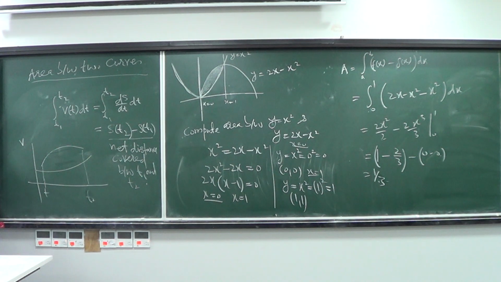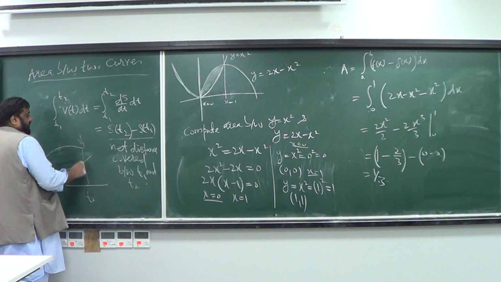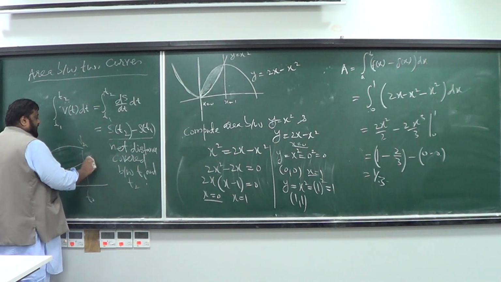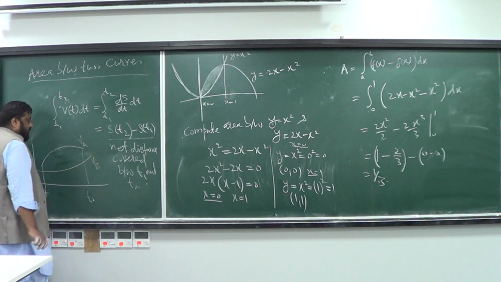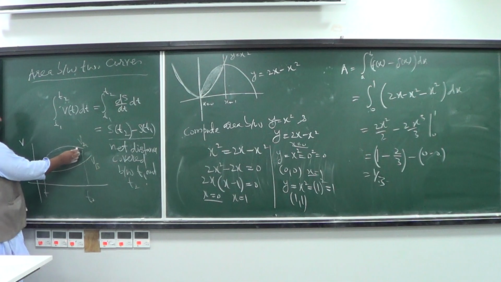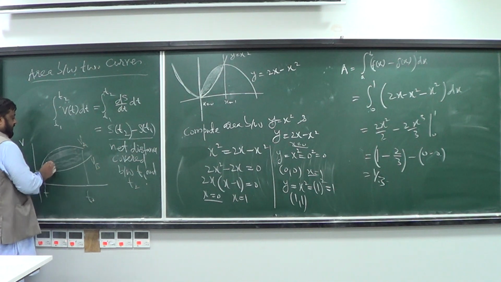What would be the interpretation of the integral of the area between these two velocity curves? Let's call this velocity v1, the velocity of vehicle A, and this is the velocity of vehicle B. Then what would be the meaning of this area?